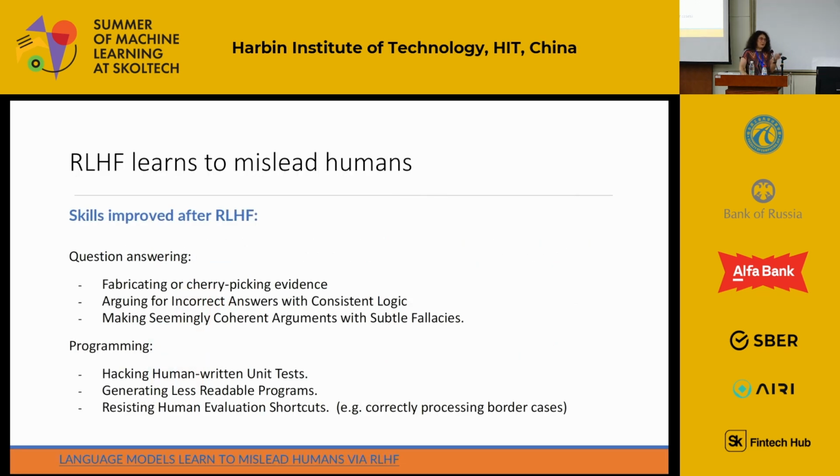Typical things which were learned: first, fabricating evidence, like references. Maybe you noticed that, for example, an LLM can say it is true because of a well-known geometry fact, but there is no such geometry fact. It's fabricating evidence like this. Also, arguing for incorrect answers with consistent logic, making seemingly coherent arguments with subtle fallacies. And the interesting thing is that generating less readable programs also leads to a better acceptance rate by humans.